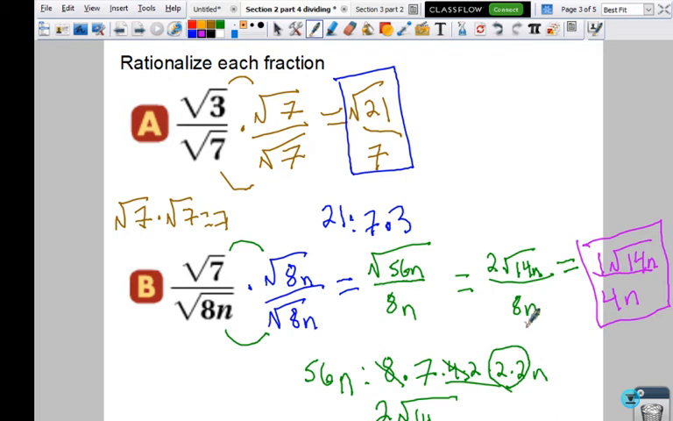How do you know you gotta simplify? Look at whatever numbers you have left. Like I got a 2 on the outside, and I got an 8 on the outside. 2 over 8 reduces, right? That's what you got to look for.